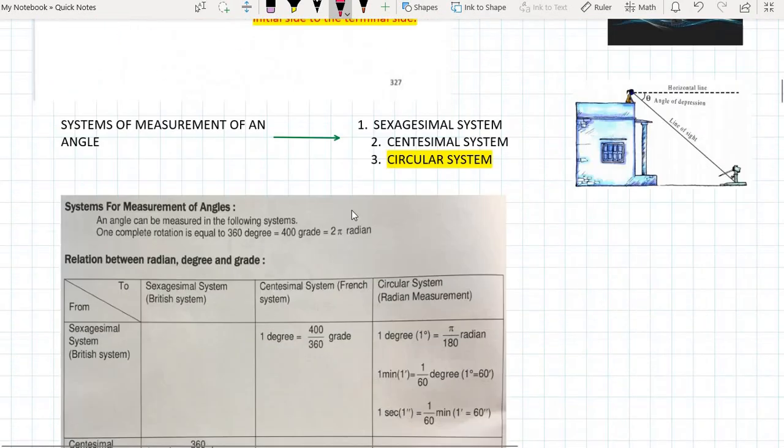So, there are three systems to measure the angle. First one, sexagesimal system. Second one, centesimal system. Third one, circular system. So consider the first one, that is the sexagesimal system.